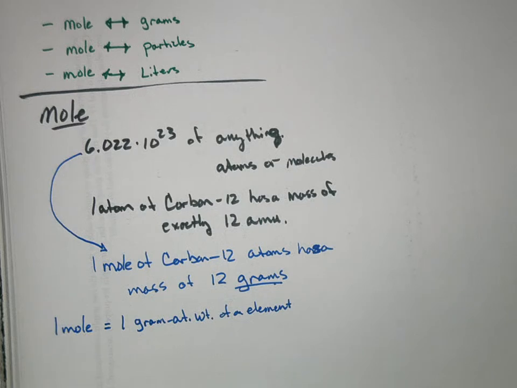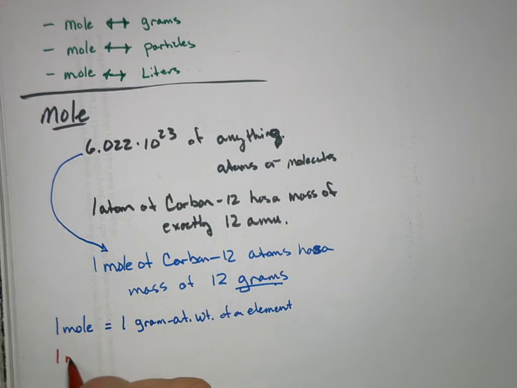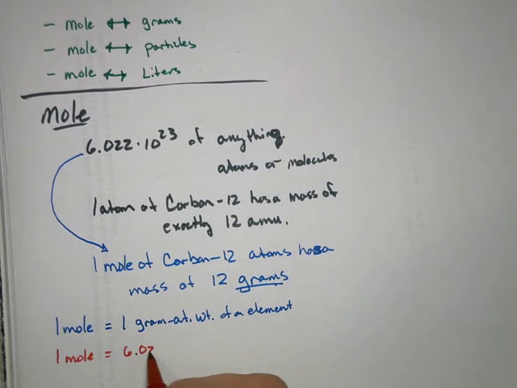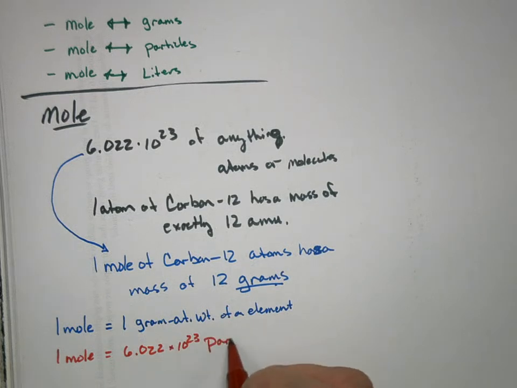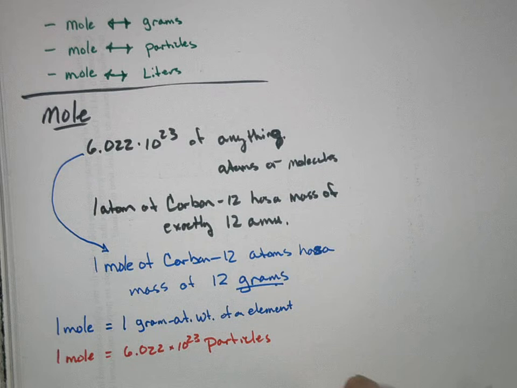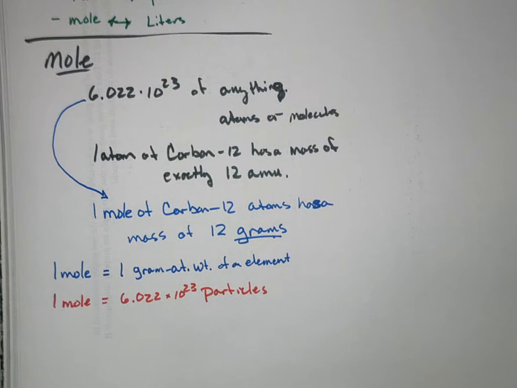Next one is if you have 1 mole of stuff, you also have this many particles. We call this the mole, the chemist's dozen. If you have a dozen of something, you've got 12 of it. If you have a mole of something, you have that number of it. You've got Avogadro's number of it.